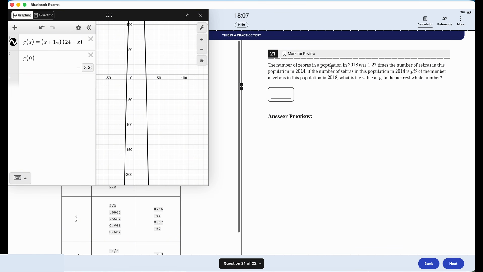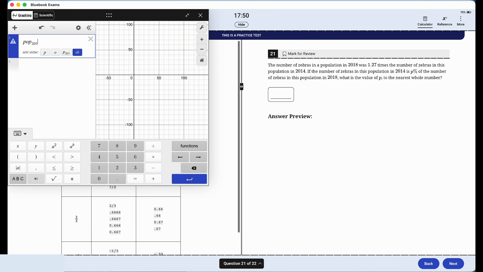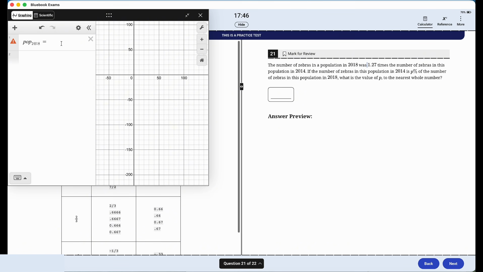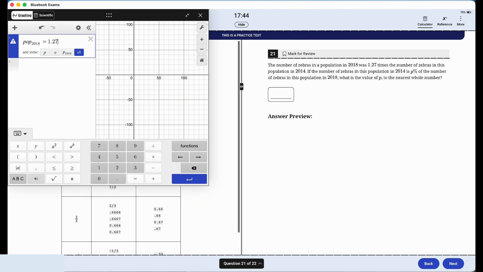Next one here, the number of zebras in 2018 was 1.27 times the number in 2014. People are going to get this wrong, but there's a really simple way to do this. You got to read this first sentence and realize they're giving you an equation. So here's my equation. They're telling me basically that the population 2018 is equal to, that's the keyword, 1.27 times the population 2014.